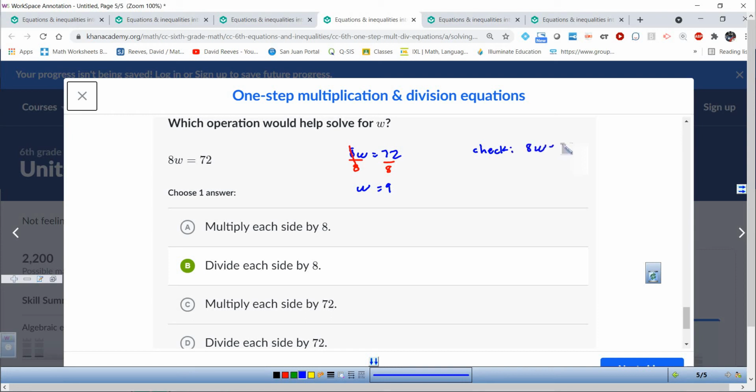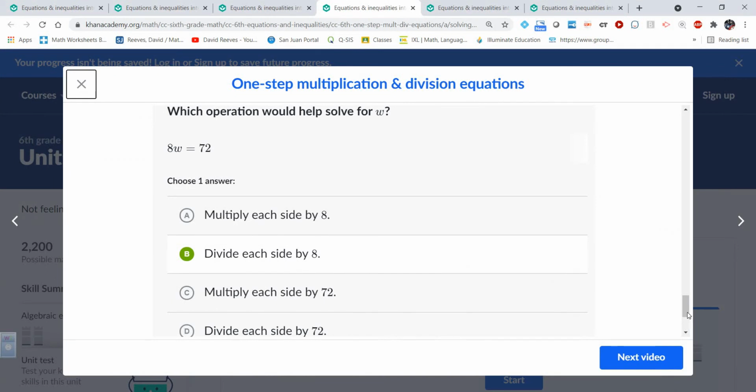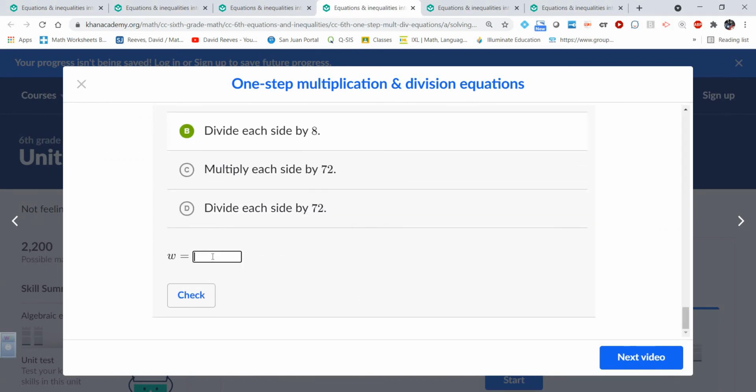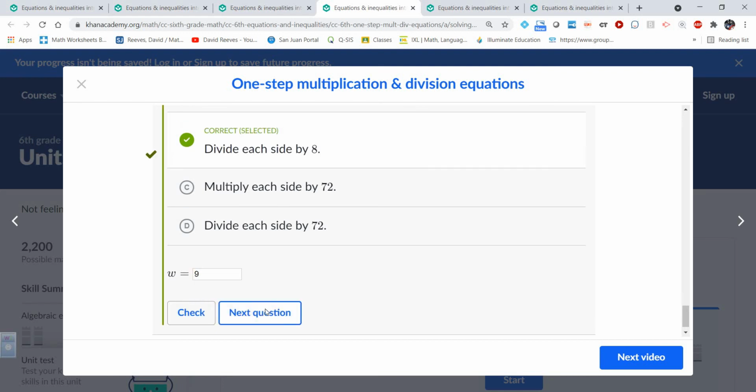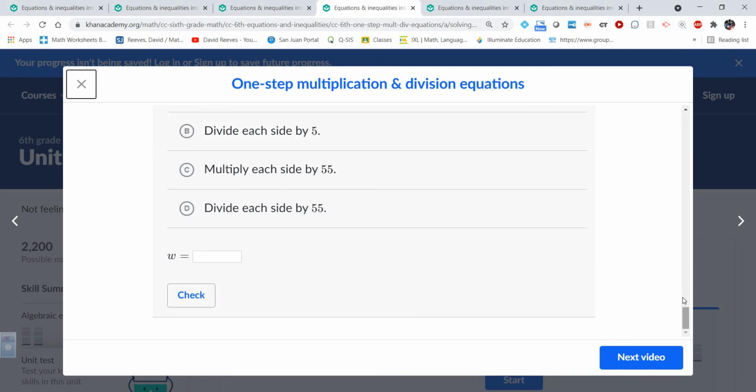We have 8 times w is equal to 72. That's our true equation. We want to keep it true. The question is, does 8 times 9 equal 72? Guess what? It does. 72 equals 72. So our solution was w is equal to 9. 9 is the value of w that makes that equation true.